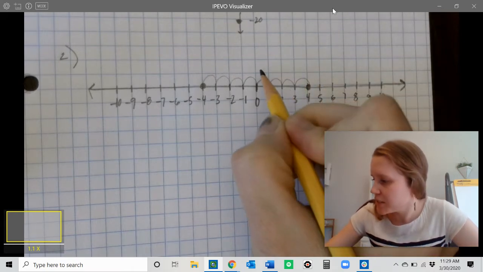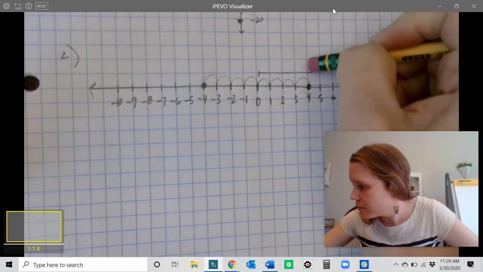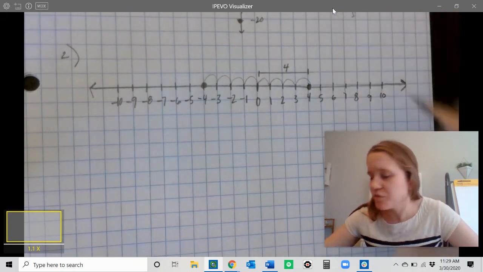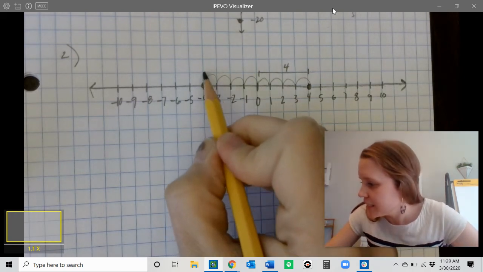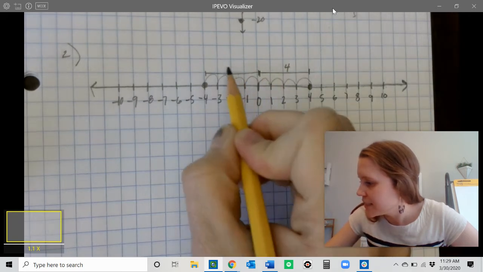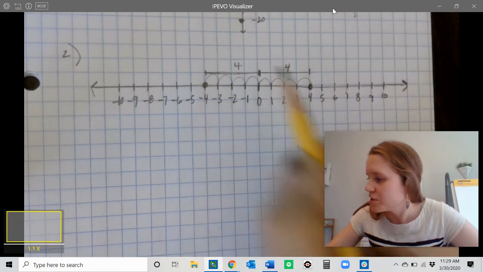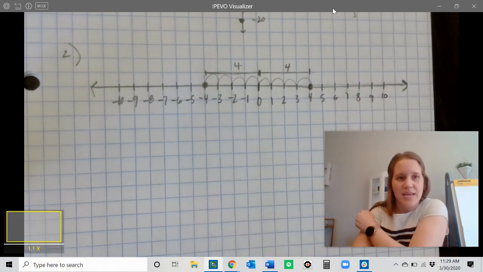Okay. I'm going to show this in one more way. Go ahead and update your paper. This distance from 0 to 4 is 4. Remember, we said distance is always positive. And this distance from -4 to 0 is also 4. There's 4 spaces. That's how I know my answer is true.